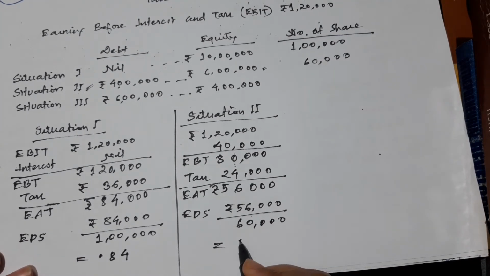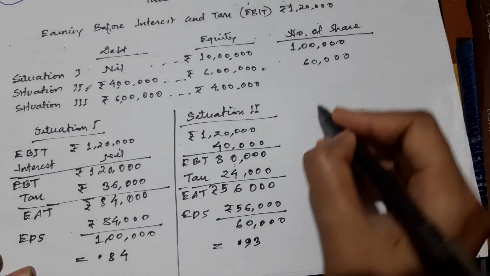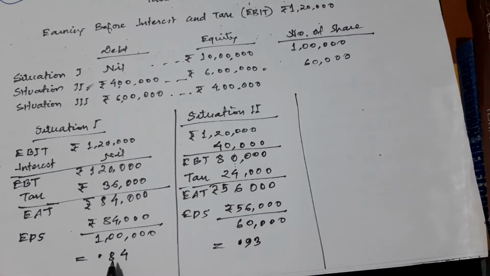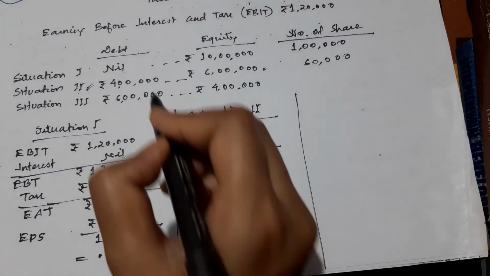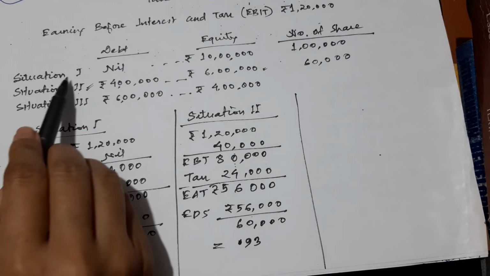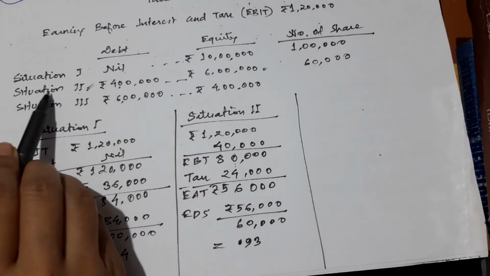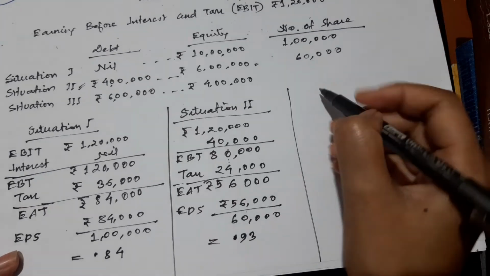Earning per share is 0.93. Now see, there is an increase, isn't it? Here in situation 1 it was 0.84, in situation 2 it is 0.93, and the difference is that in situation 1 debt fund is nil, in situation 2 debt fund is 4 lakh.